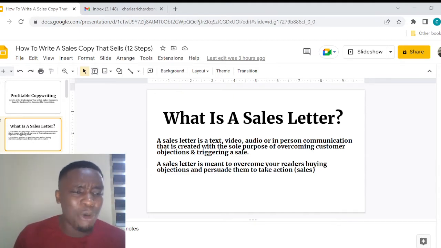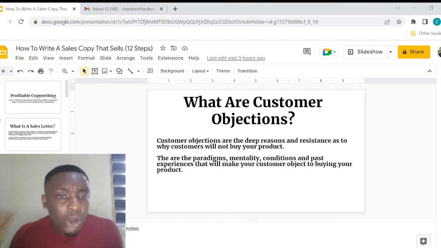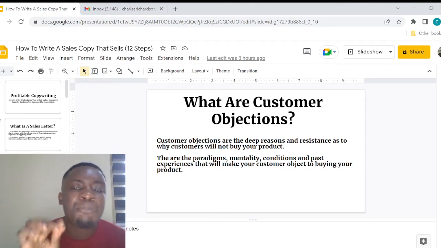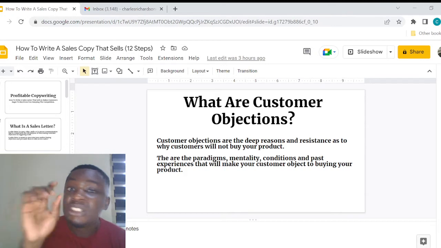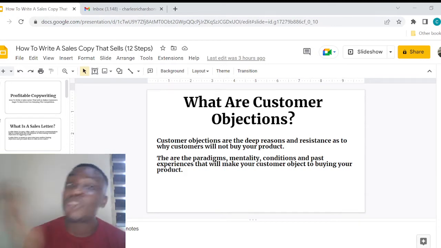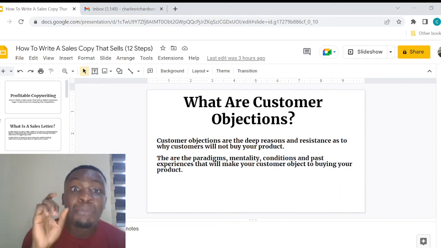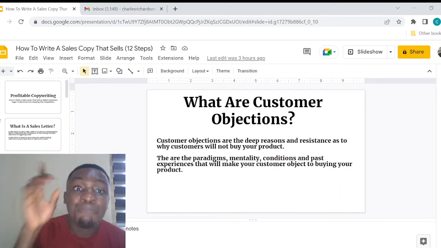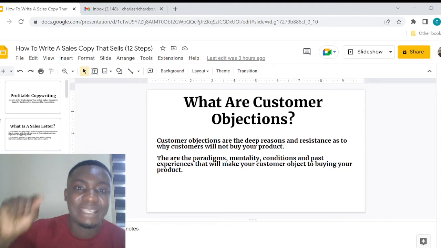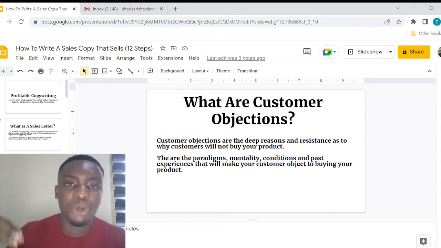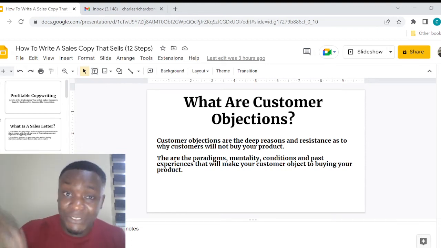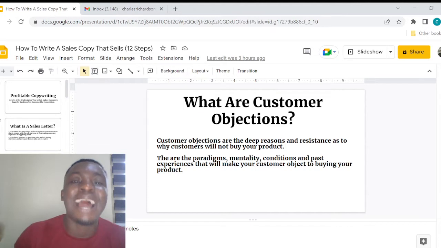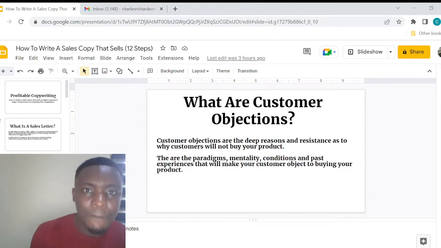Now, what are customer objections? Customer objections are the deep reasons and resistance as to why customers will not buy your products. Believe you me, there is no new product out there. There is nothing new under the sun. For every product idea that you have, people have bought that product time and time again. And in the process of buying that product over and over again, customers have become sophisticated and they have come up with objections and resistance to every sale.